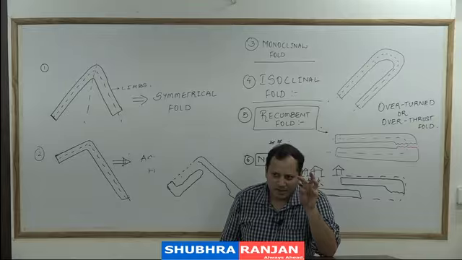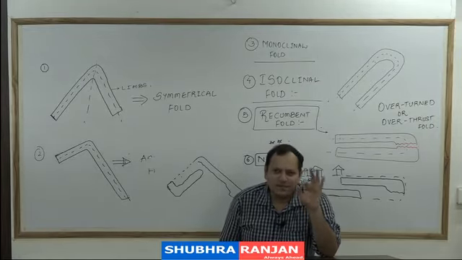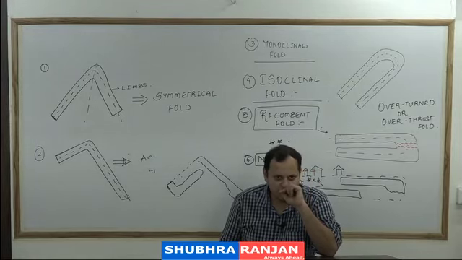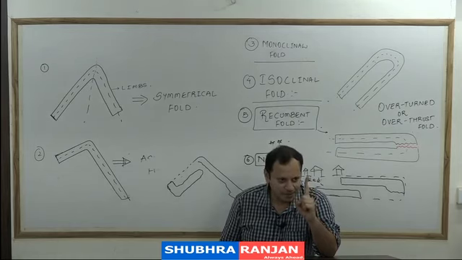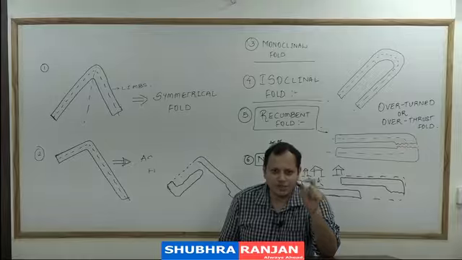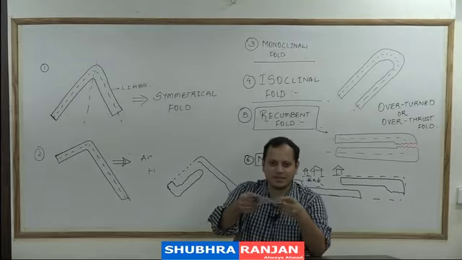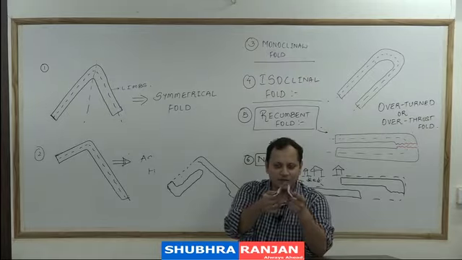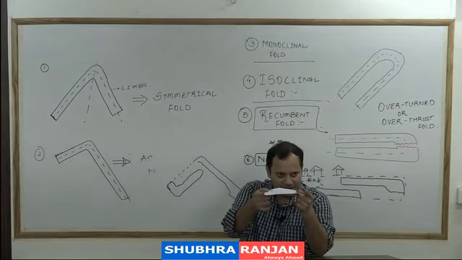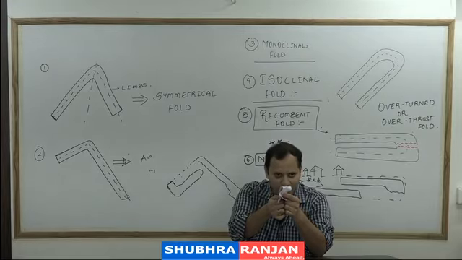Now I will only ask you and you tell me whether I am right or wrong. Characteristics of fold mountains: they are formed due to compressive forces. True or false? True. Second characteristic, folding results in shortening of the Earth's crust. True or false? This is the earth's crust, now it is folded, so the area of the earth's crust has become smaller. So true or false? True.